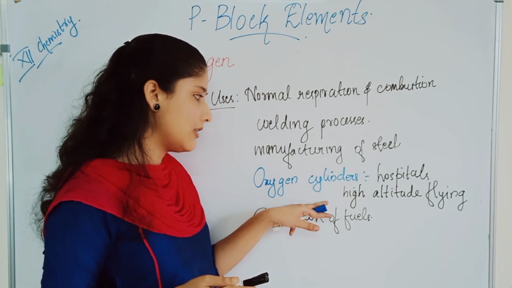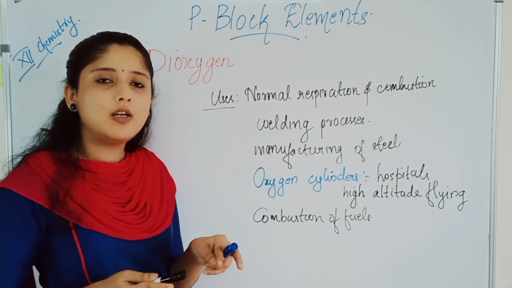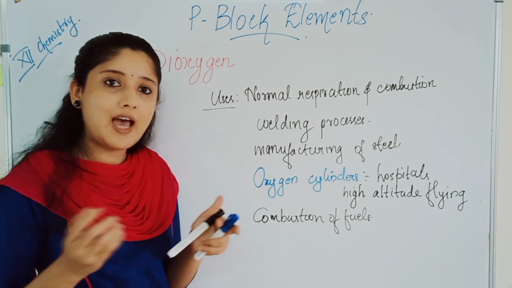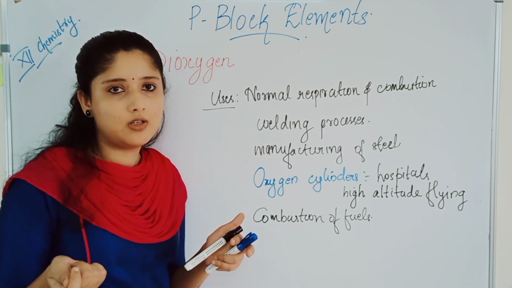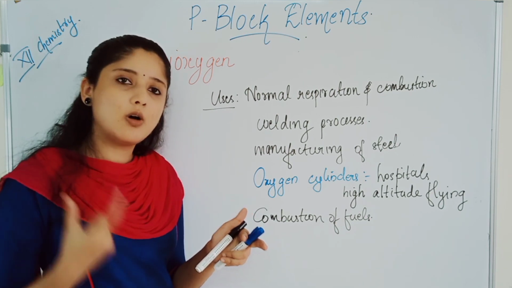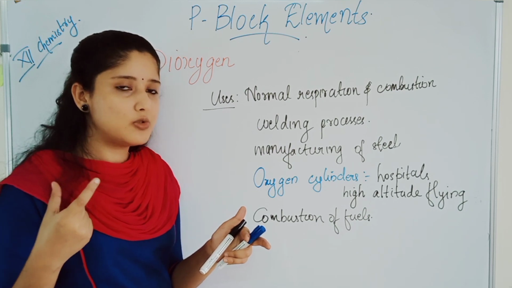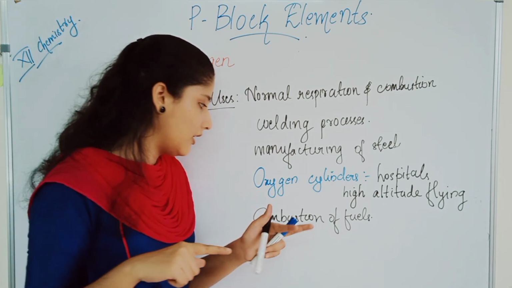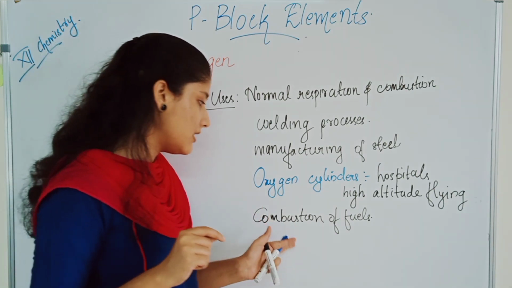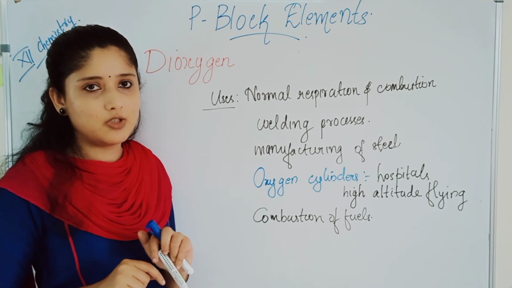Oxygen cylinders. Oxygen cylinders are used in hospitals and also in high altitude flying, in mountaineering, etc. We carry what? Oxygen cylinders. That is an important use of dioxygen. For respiration we carry them in higher altitude flying and also in mountaineering. Also it is important now in what? Hospitals. And the last is the combustion of fuels, we already mentioned. These are the uses of dioxygen.